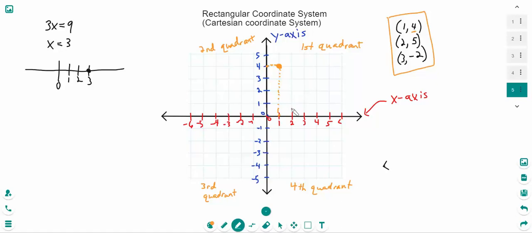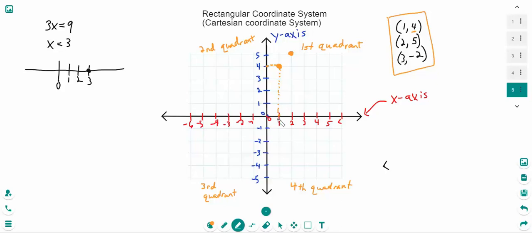And then we're going to keep going up on the 2 until we hit 5 on the y. So we go 2, we follow that up until we hit the 5, and that would be the home for this point, 2, 5. All right? The next one, 3 and -2.